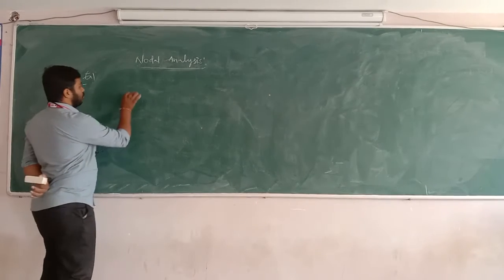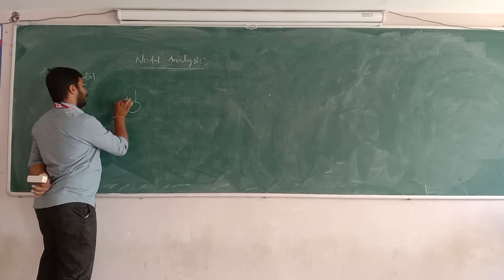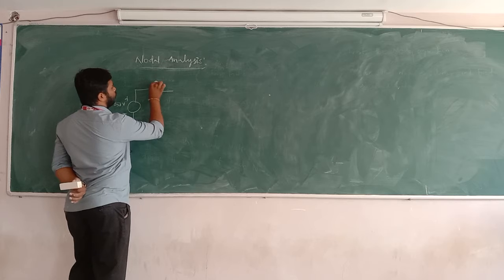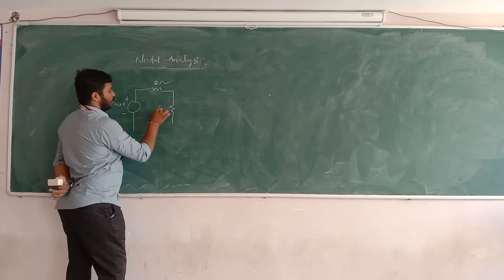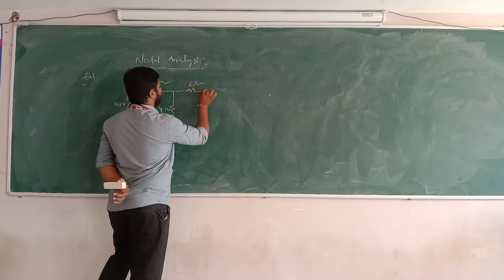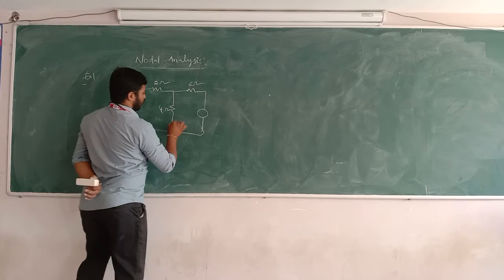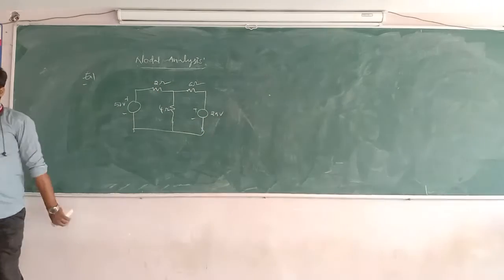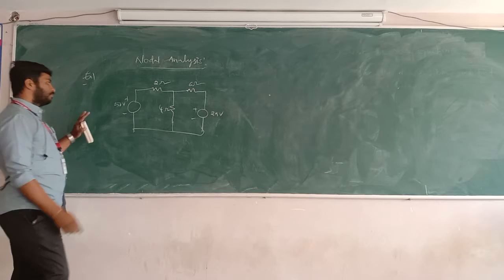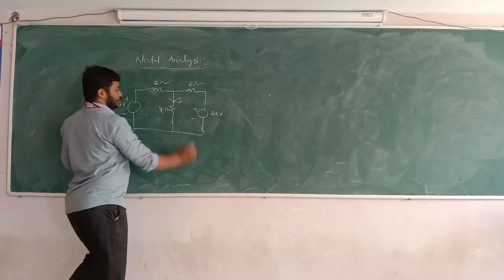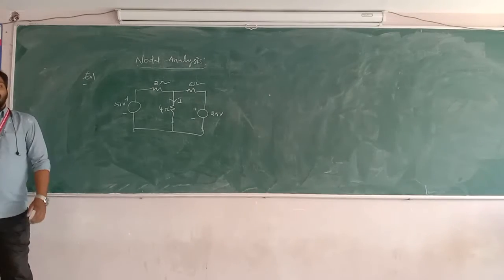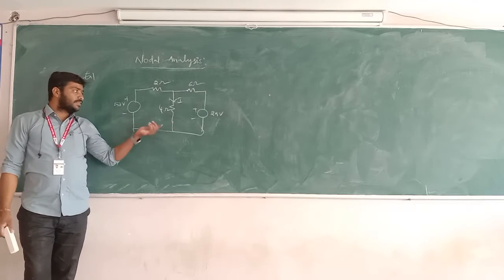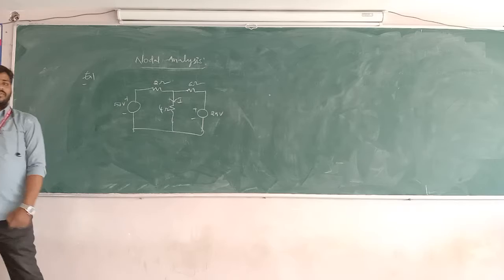Let's suppose the circuit consists of a 50 volt source, a 2 ohm resistor, a 4 ohm resistor, a 6 ohm resistor, and another voltage source of 25 volts. Now I have to find the current flowing through the 4 ohm branch. As I said, whatever the position is, you have to follow the steps.